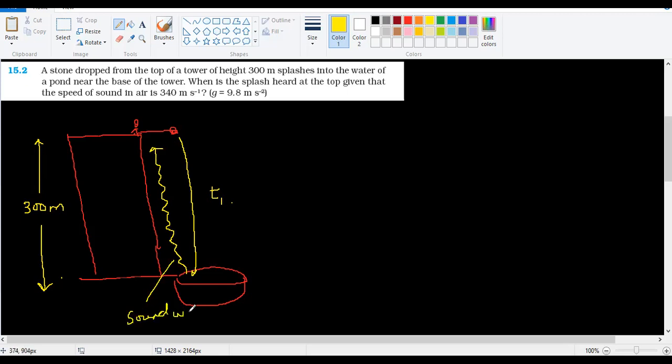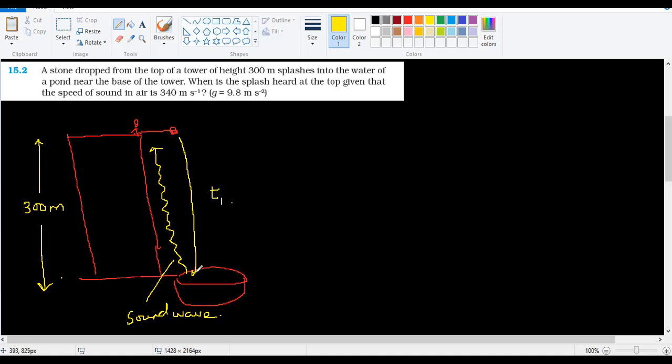Can you repeat it, sir? Sure. When the stone is dropped, the stone takes a few seconds to reach the bottom of the ground. Do you agree? Yes, sir. So that is taken as time t1.